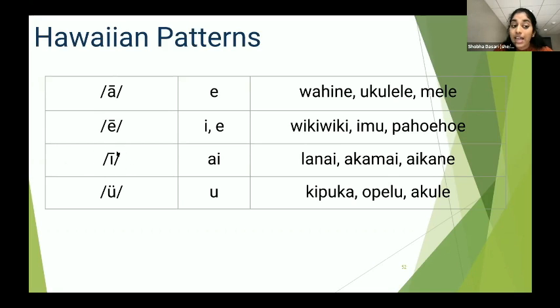In Hawaiian, the I sound is spelled with an AI, just like Japanese and Chinese. So lanai, akamai, aikane, that's all spelled with an AI. And then the U sound in Hawaiian is spelled with a U. So kipuka, opelu, akule, all have that U spelling.